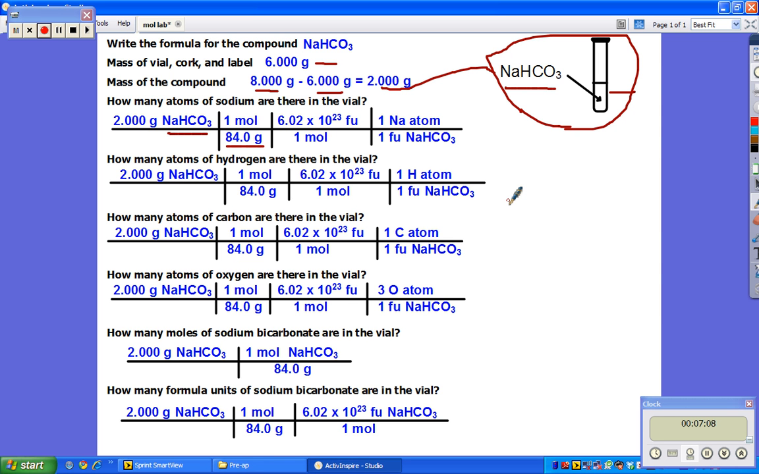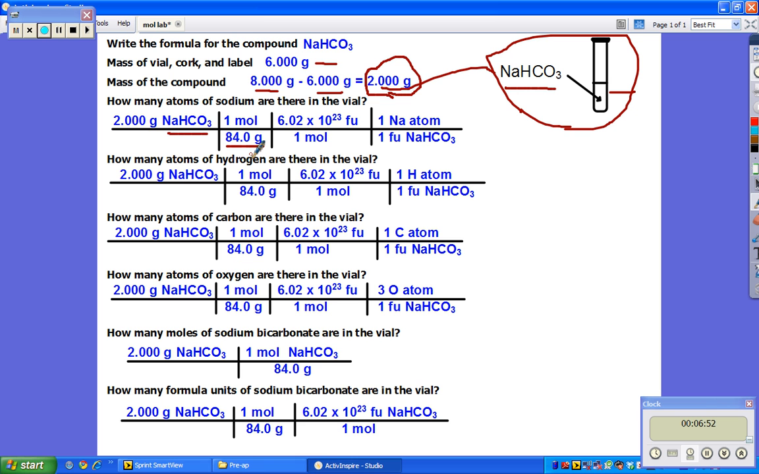Meaning if I had a mole of sodium bicarbonate and I put it on the scale, the mass would be 84 grams. Well, we already know we only had 2 grams of this, and it's absolutely impossible to have a mole there because it's significantly smaller than 84 grams.